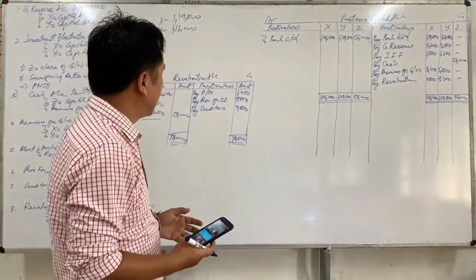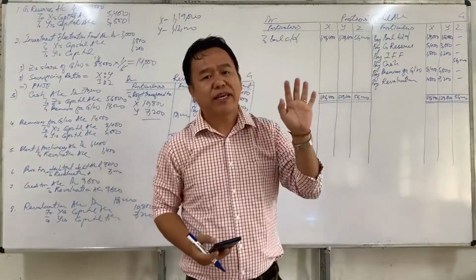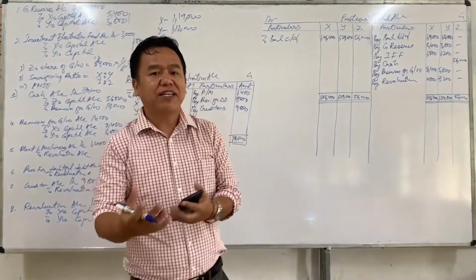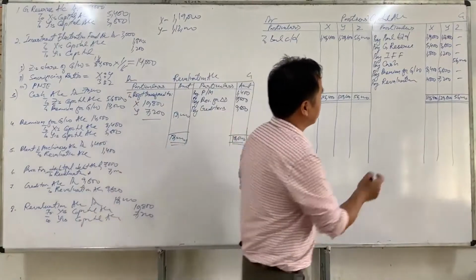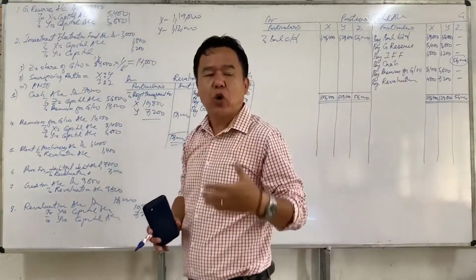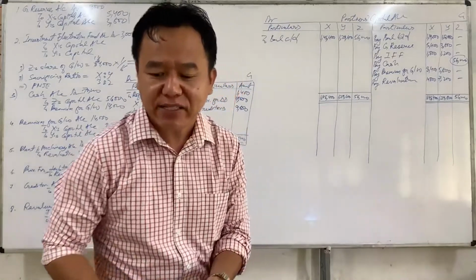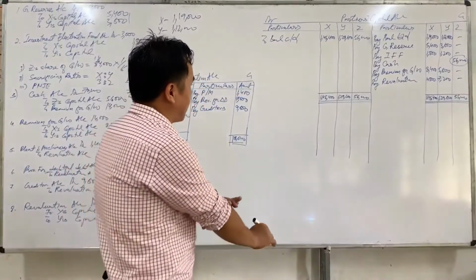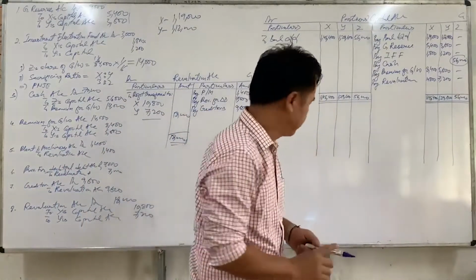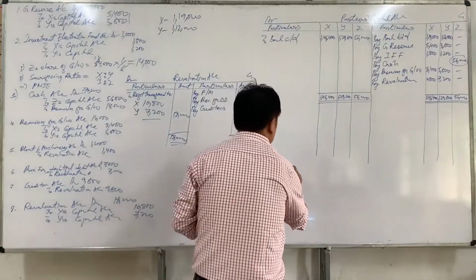Here, all partners don't want to keep this closing balance, the old capital balance. They want a new capital, a changed capital on the basis of the new partners' capital. In order to calculate the old partners' new capital, we have to follow three necessary steps. The first step is the total capital of the new firm.